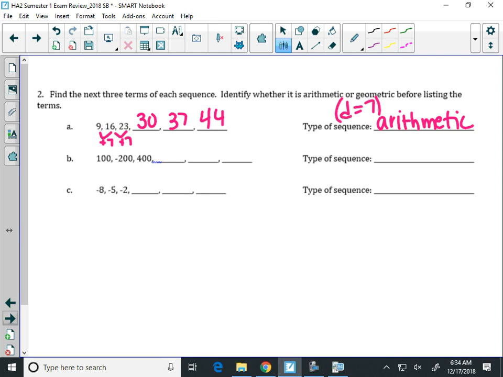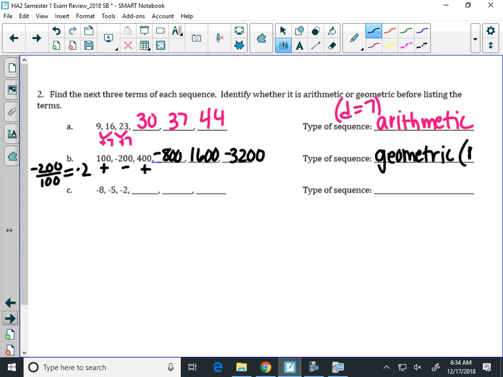Now the next one: 100, negative 200, 400. Our hint for that is that it's geometric, just like in number 1, because we're alternating signs: positive, negative, positive. To find the common ratio, take the second number, negative 200, divided by the first number, and you get a common ratio of negative 2. And that does make sense because negative 200 times negative 2 would be 400, times negative 2 will be 800, 1600, negative 3200. So again, this is geometric, and your common ratio is negative 2 there.